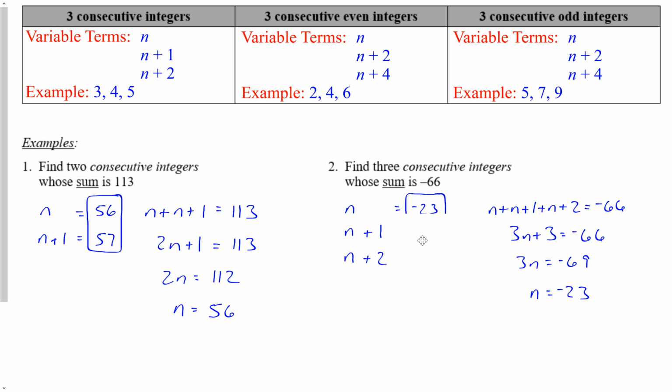So if n equals negative 23, that's one of our parts of our answer. If we add 1 onto that to get the second part, that would give us negative 22. And then lastly, if we take n, which is negative 23, and add 2 onto it, we would end up with negative 21 as our third consecutive integer.